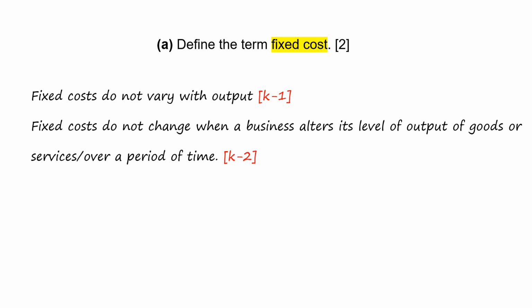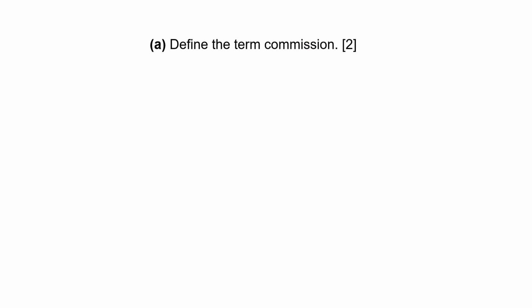That is the first question. Now, we have 3 questions to go through. The second one is, for example, define the term commission. You will see in the exam 3 questions like this: Question 1A, 2A, 3A. The business terminology changes, but the command word define will be the same.